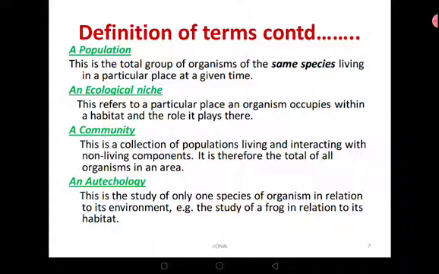So we have other terms like autecology. This is a study of only one species of organisms in relation to its environment. For example, you can choose to study the frog and how it relates with the environment. So you'll be doing autecology.